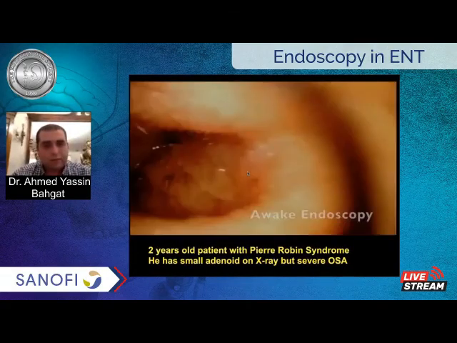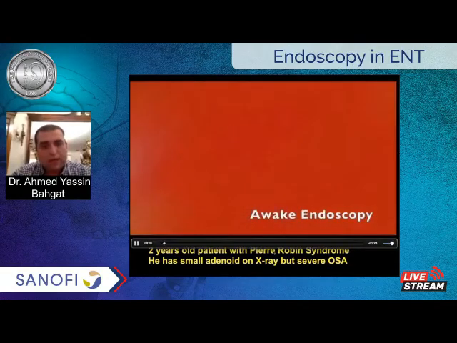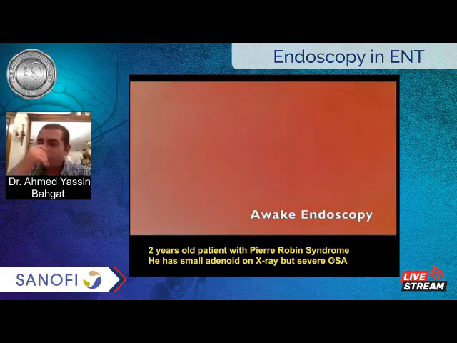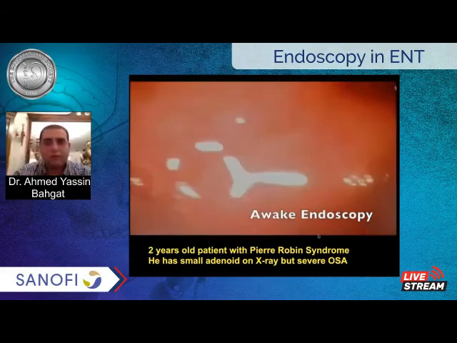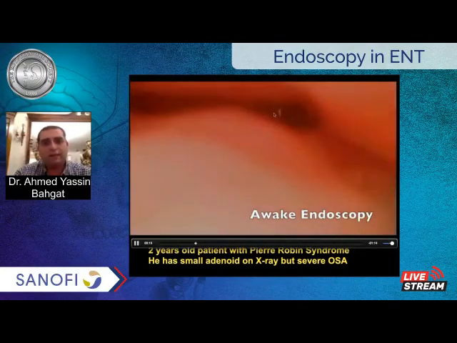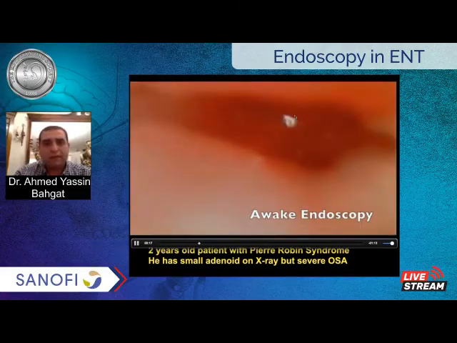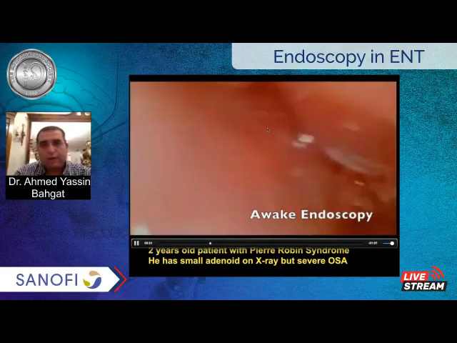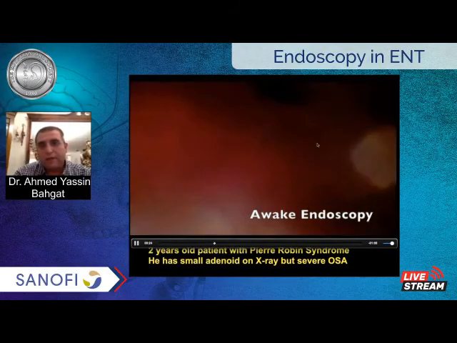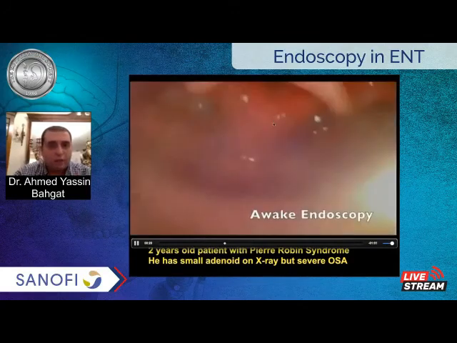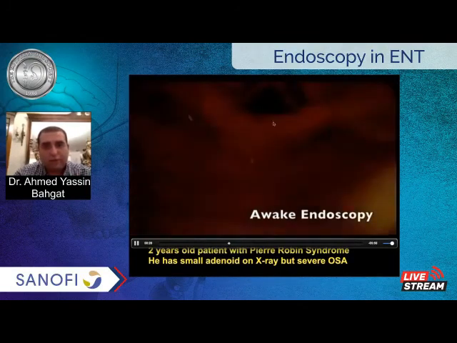Here's the second case with Pierre Robin syndrome. He has a very small adenoid, but very severe obstructive sleep apnea. So it's not only the matter of adenoid in those cases. Here we are in the nasopharynx. Here is the small adenoid. Here is the cavity, the airway. Here is the palate. And when we go now, here is the retrolingual space, and here is the larynx. The patient was crying. He was awake at that time.